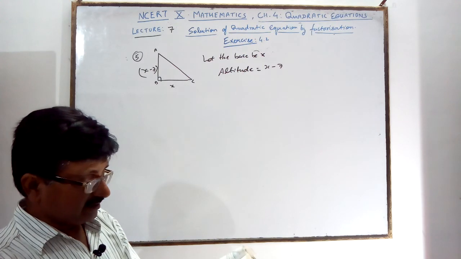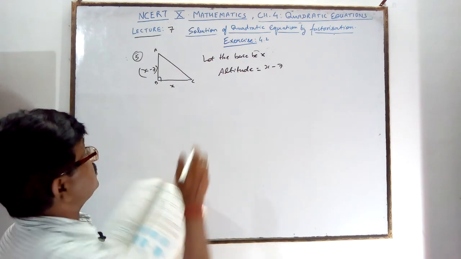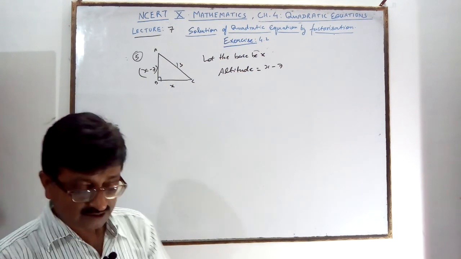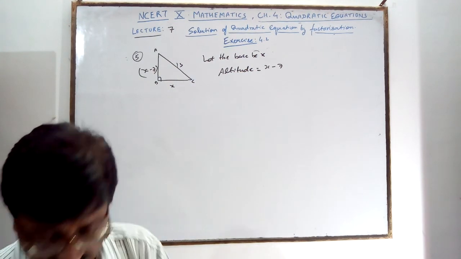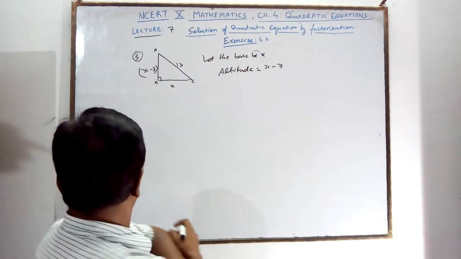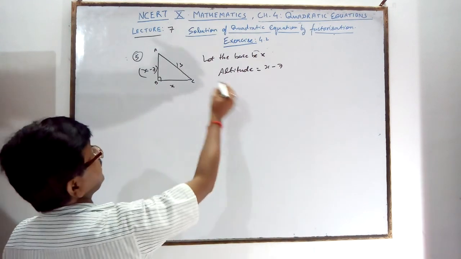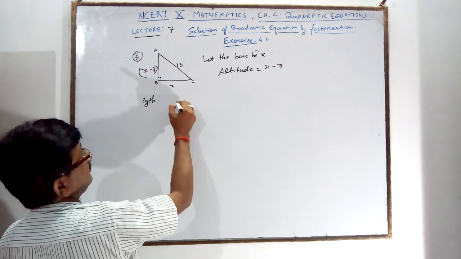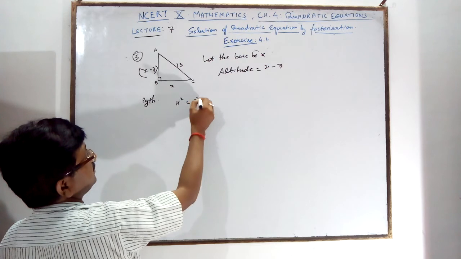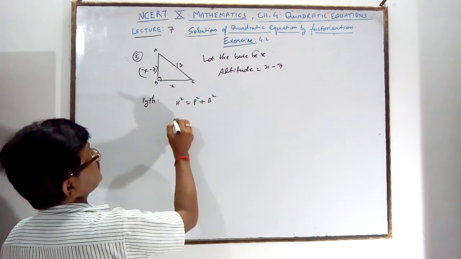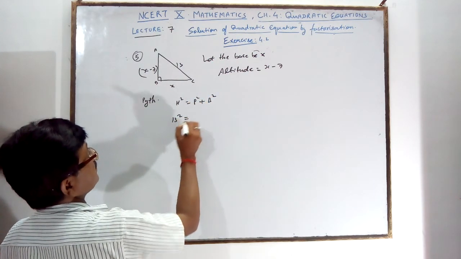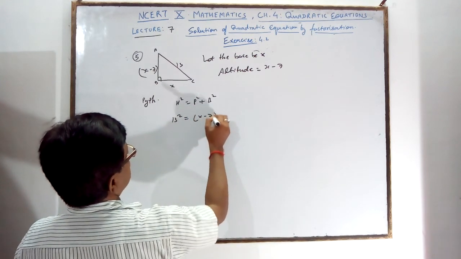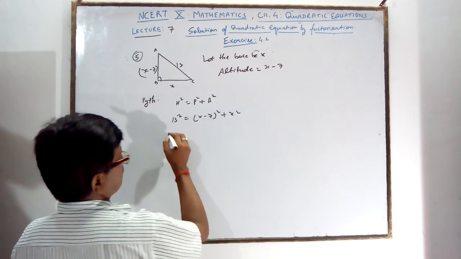And if the hypotenuse is 13 centimeter, find its other two sides. What will you do? Very simply, apply Pythagoras. By Pythagoras, hypotenuse square is equal to altitude square plus base square. So 13 square is equal to x minus 7 square plus x square.